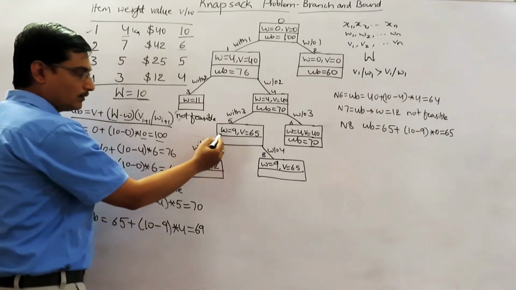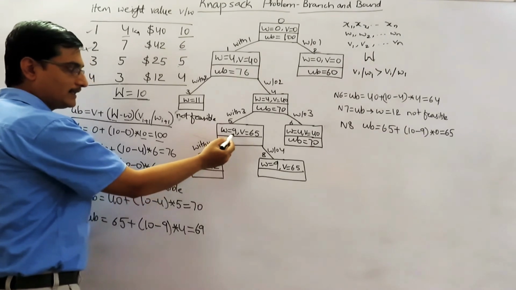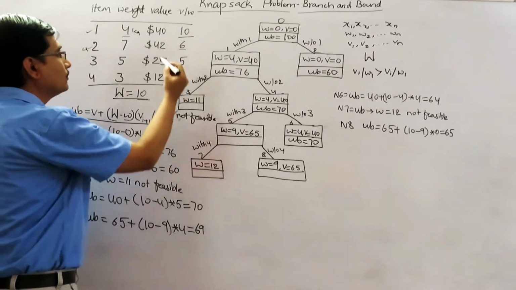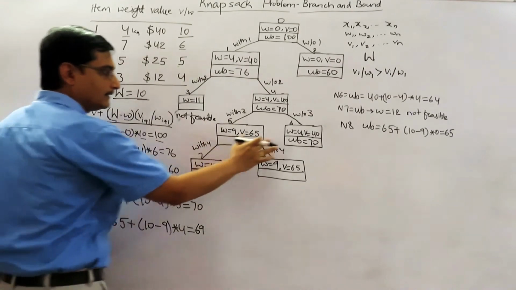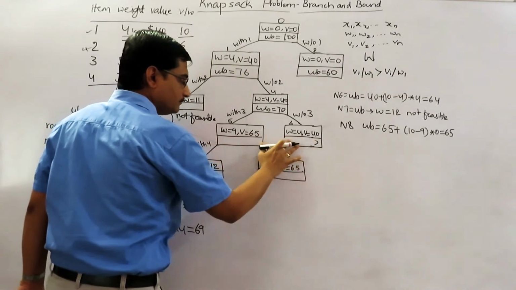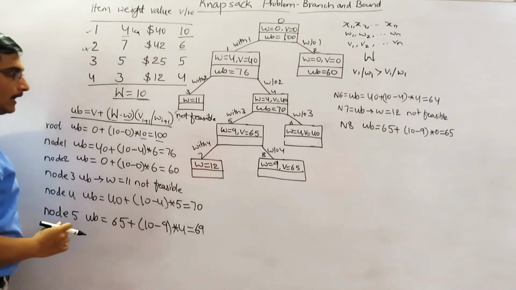So weight is equal to 5 plus 4, that is 9. Value will be equal to 40 plus 25, that is 65. Now we need to calculate the upper bound.